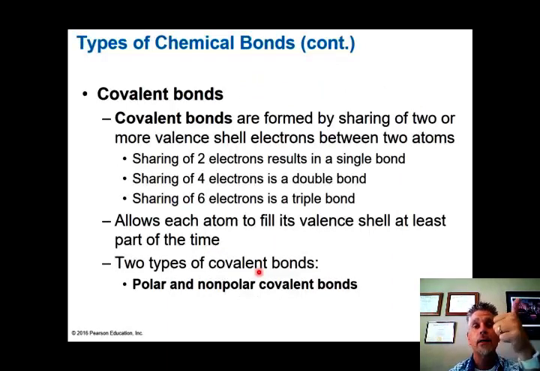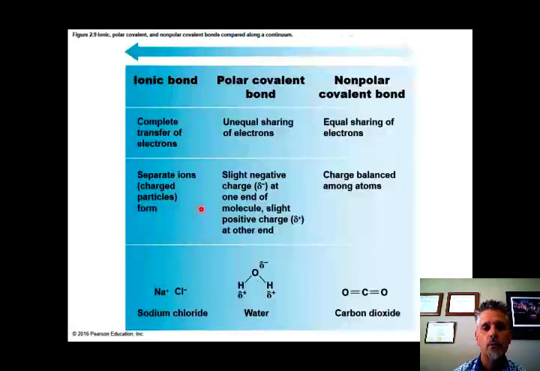Okay, so that was ionic bonds, one of three types. Second type, covalent bonds. Covalent bonds is where we are sharing outer shell electrons between two atoms. So if we share, for instance, 2 electrons, that forms a single bond. 4 electrons is a double bond. If we share 6 electrons, it's a triple bond. So when we look at it, what we find is covalent bonds are where we are sharing them.